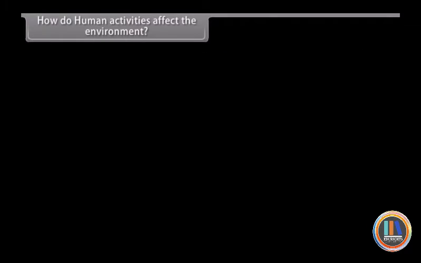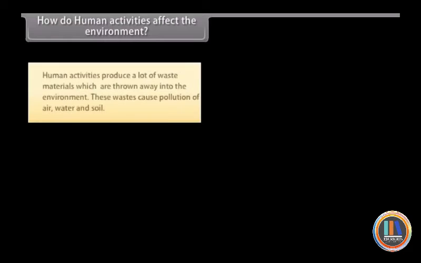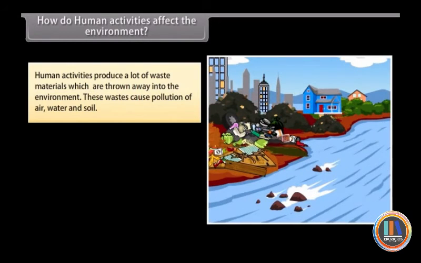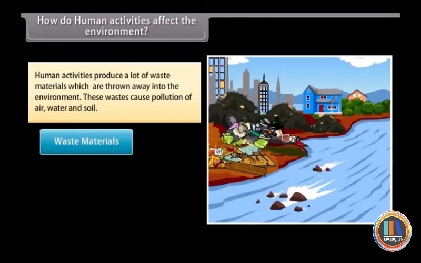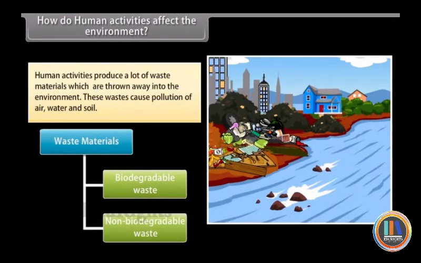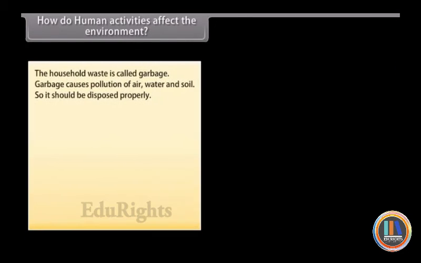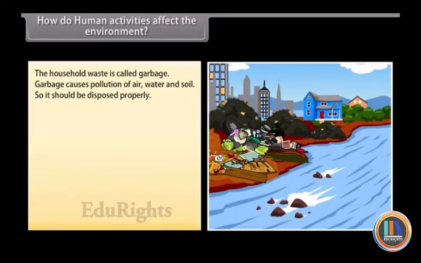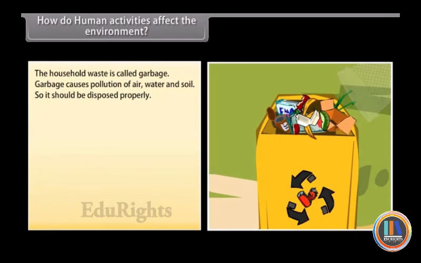How do human activities affect the environment? Human activities produce a lot of waste materials which are thrown away into the environment. These wastes cause pollution of air, water and soil. The waste materials produced are of two main types. They are biodegradable waste and non-biodegradable waste. The household waste is called garbage. Garbage causes pollution of air, water and soil, so it should be disposed properly.